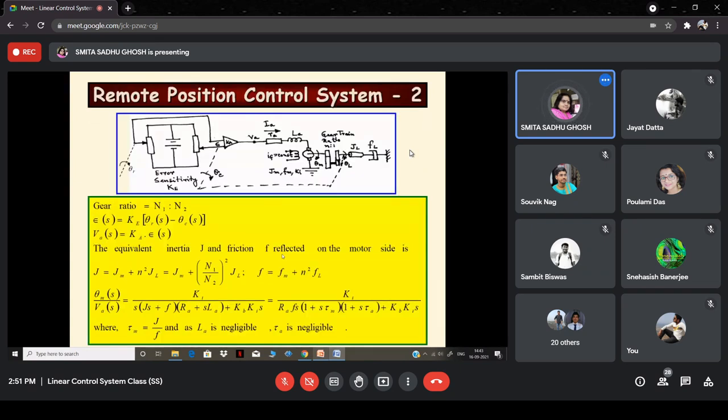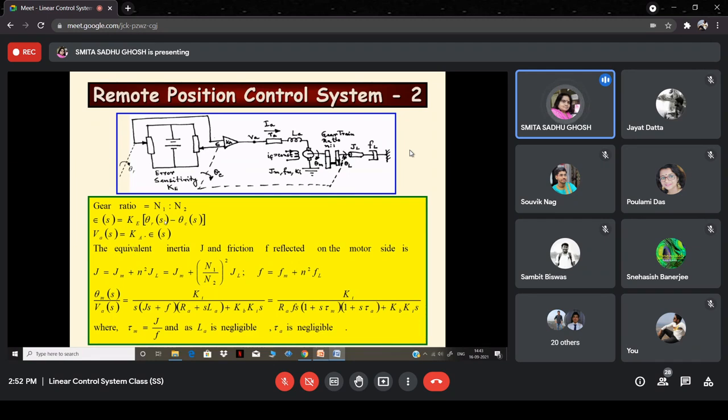Now coming to the model itself, we will be deriving the model by taking the units separately, meaning the model of each of the units that we have over here will be written down first, and then the overall model of this remote position control system will be derived thereof. So first of all, coming to the potentiometric error detector, the output, that is epsilon S.